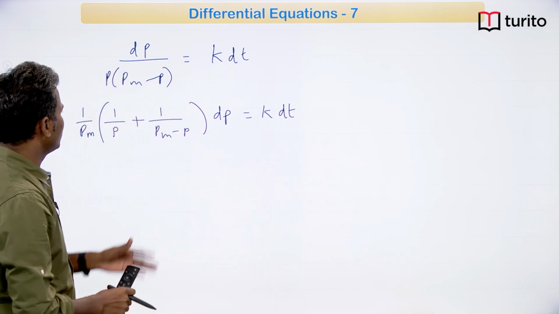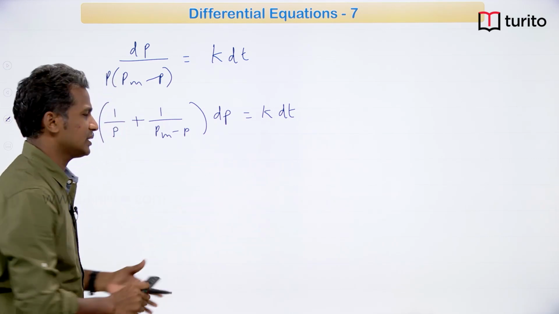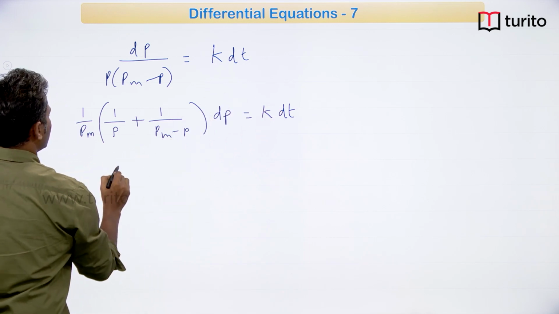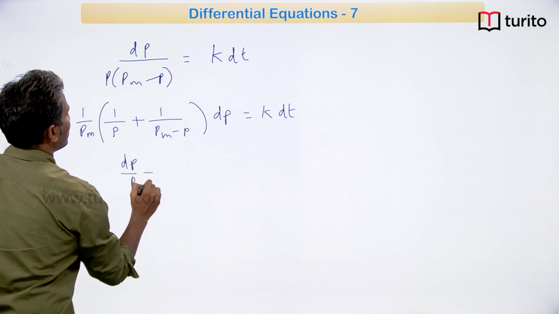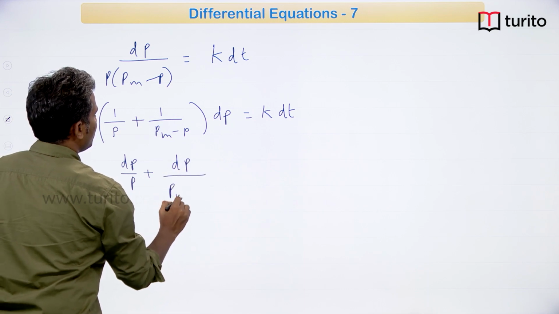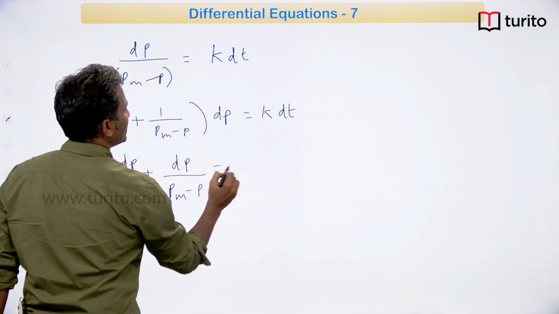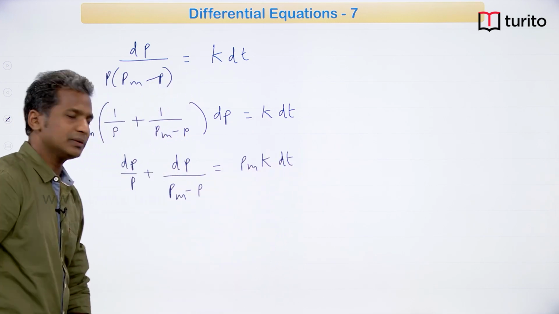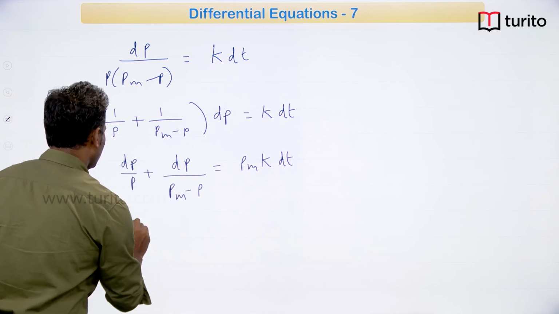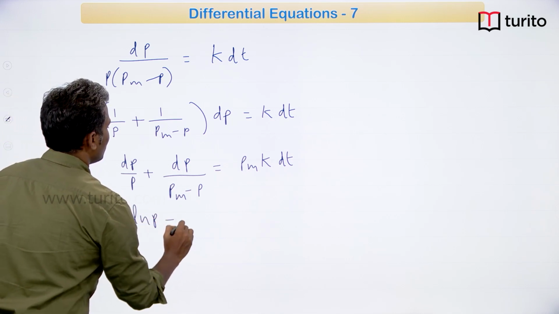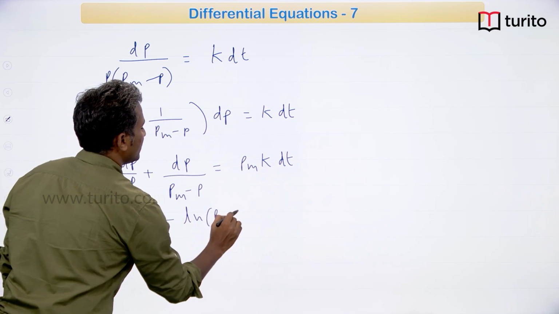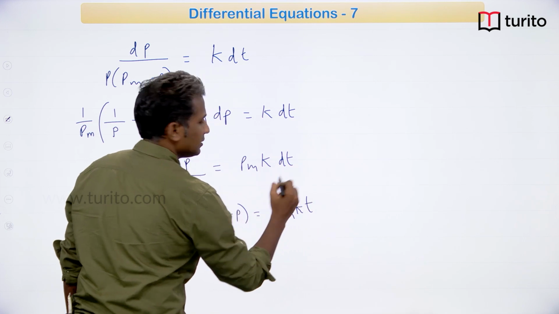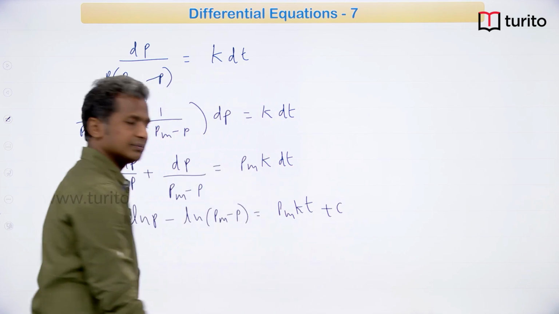Okay. So now we can integrate this using simple ideas. So if I send, let's say, 1 by PM to the other side, okay, so we'll get dP by P here plus dP by PM minus P, and this is equal to PM into K into dt. Okay. Now when we integrate, what do we get? We get ln P here minus ln PM minus P is equal to PM into K into T plus some constant, let's say C.